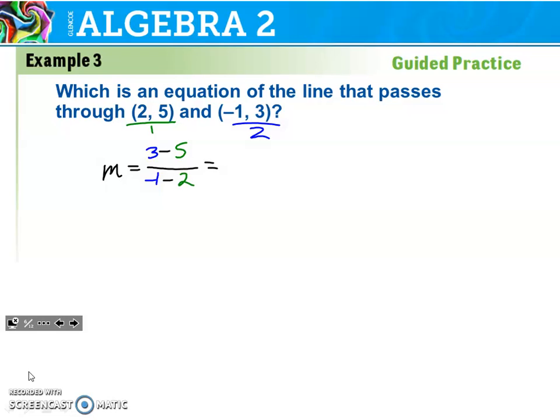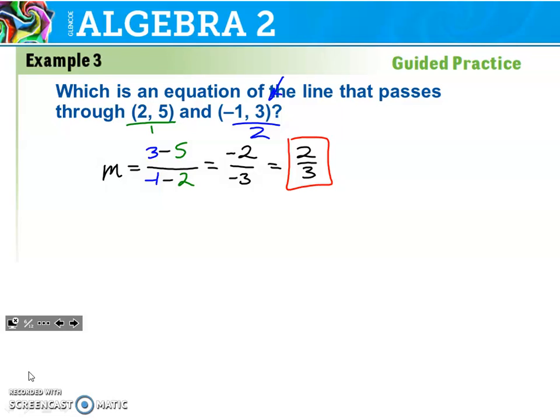That equals, what is -3 minus 5? That gives me a -2. -1 minus 2 gives me a -3. So I've got -2 over -3. We do want to reduce that. That only reduces down to, though, a positive 2/3. So really all it does is it gets rid of the negatives. Okay? So now I have my slope.